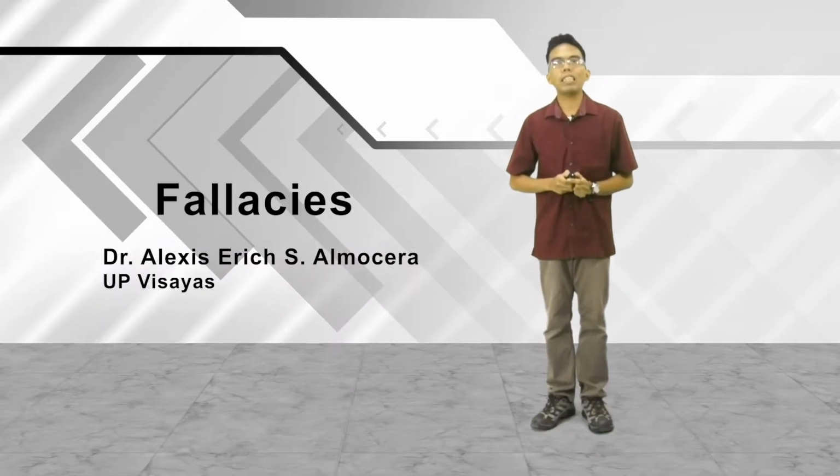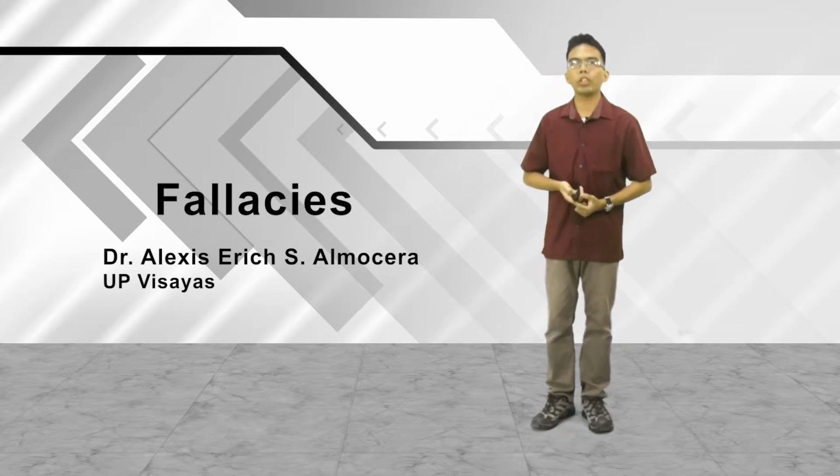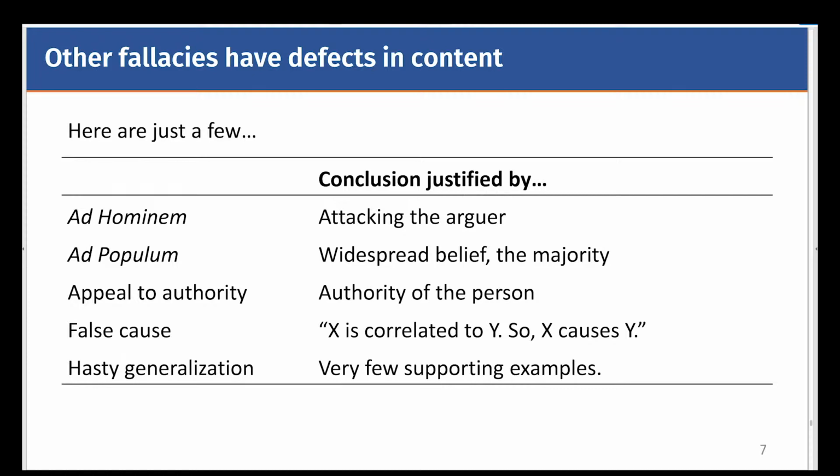There are many other fallacies that have defects in content, even though there may not be a problem with the logical structure. For example, the fallacy argumentum ad hominem has its conclusion justified by attacking the arguer, whether through its character or its personality. Argumentum ad populum appeals to the majority of the audience. It's like the bandwagon principle. A product is good because 90% of the consumers agree that it is good. This is an example of ad populum, an appeal to popularity.